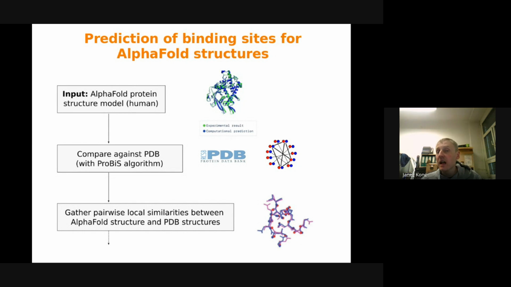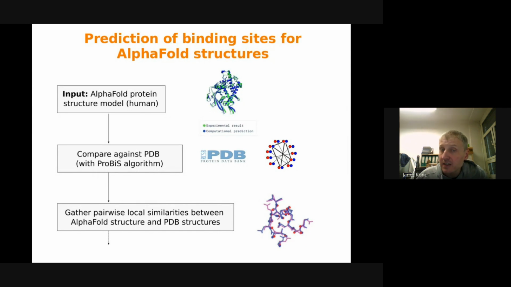Nowadays, AlphaFold is very important. Also, Facebook has developed an artificial intelligence method that can predict millions of proteins of different organisms, but we are going to concentrate now on AlphaFold protein structures.